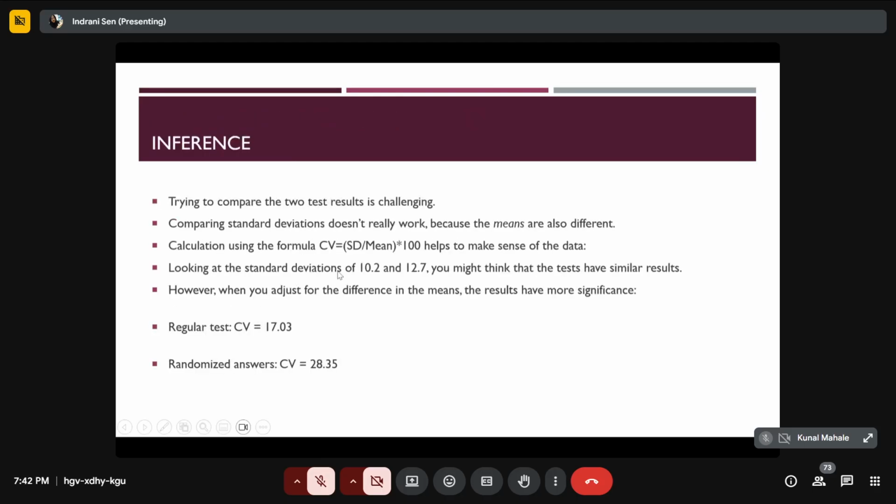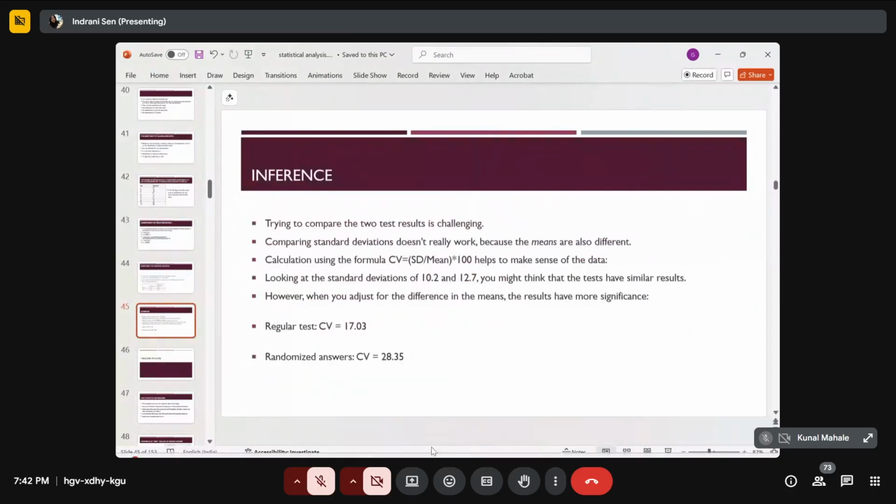So what we do here is find the coefficient of variation. If you want to compare two lists, you should calculate the coefficient of variation, which is standard deviation divided by mean into 100. So you can calculate the coefficient of variation. We just did something like this.